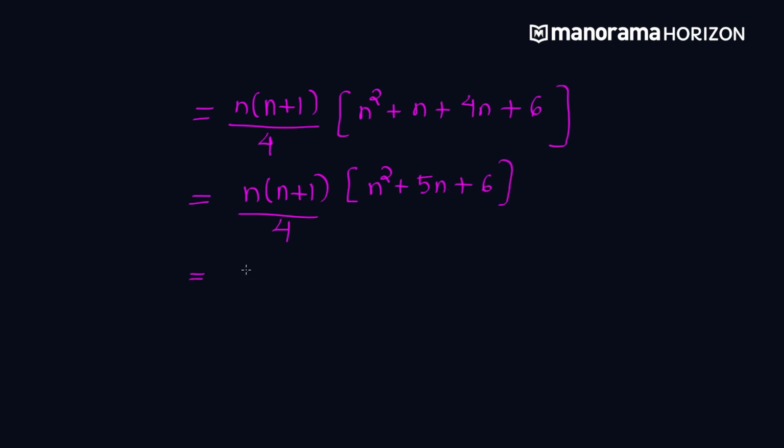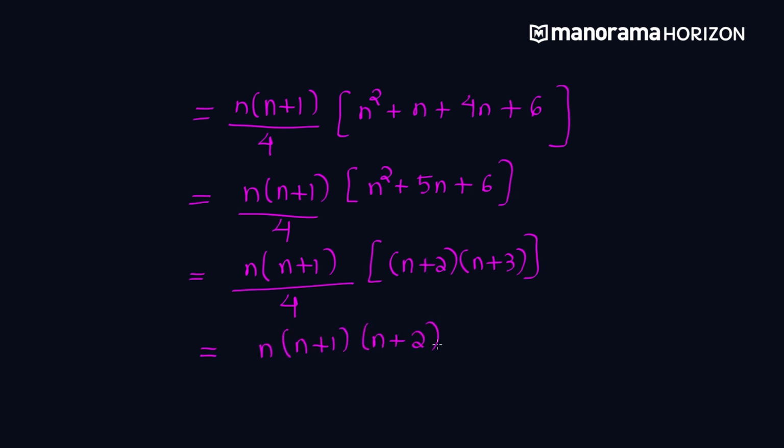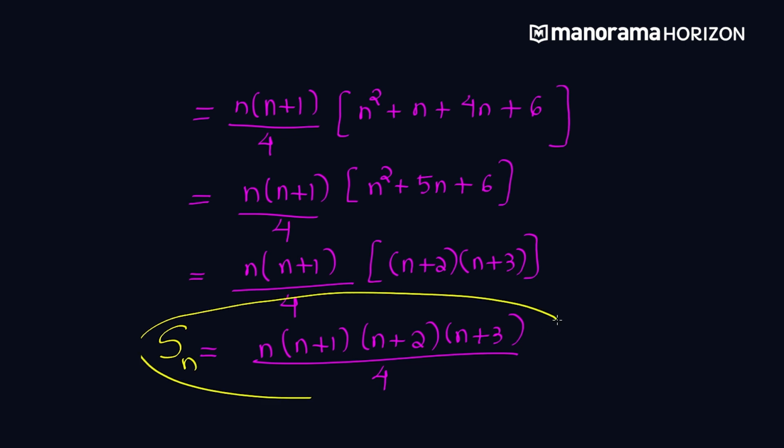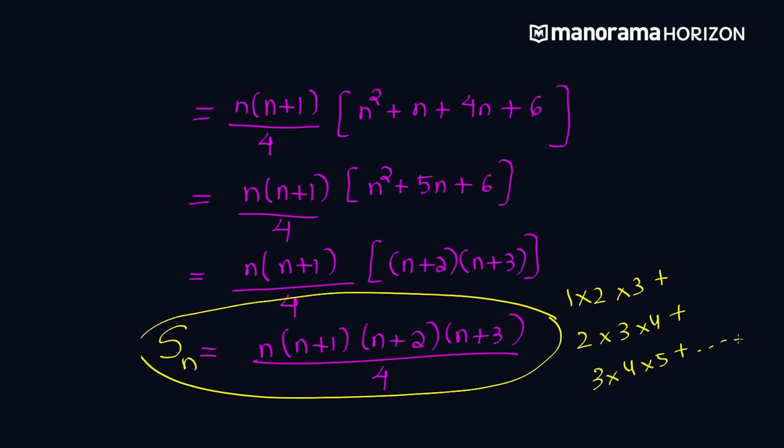Now again, n into n plus 1 by 4 into this term we can split as n plus 2 into n plus 3. So the final equation is n into n plus 1 into n plus 2 into n plus 3 the whole divided by 4, and this is the required Sn for the series 1 into 2 into 3 plus 2 into 3 into 4 plus 3 into 4 into 5, etc.